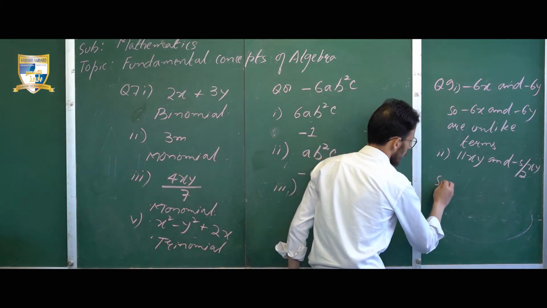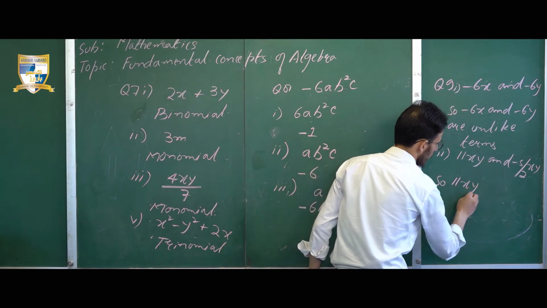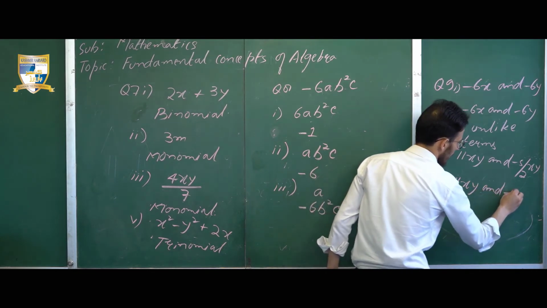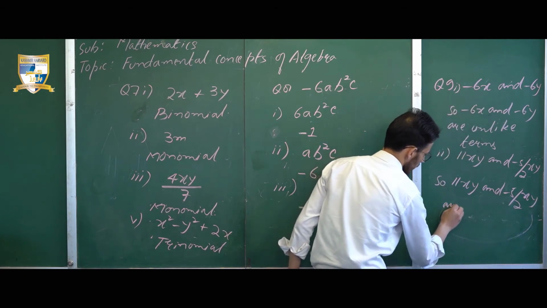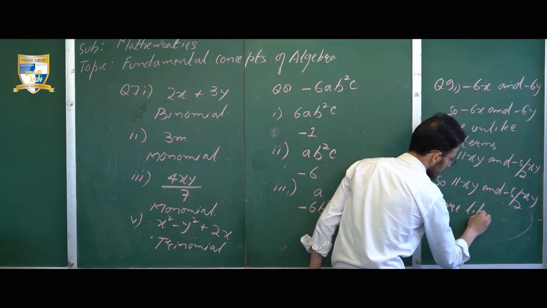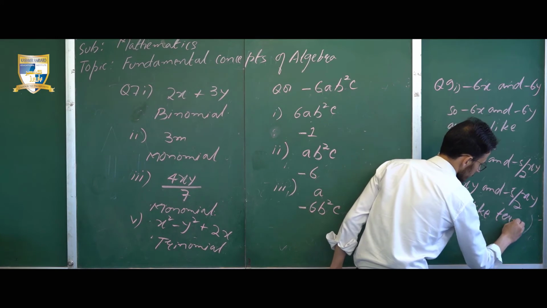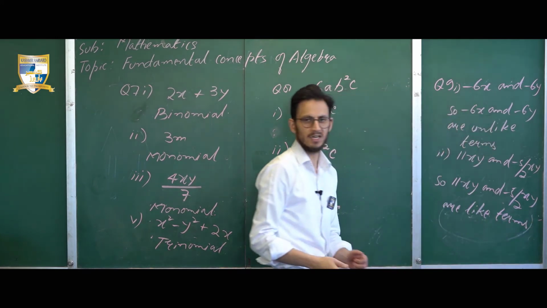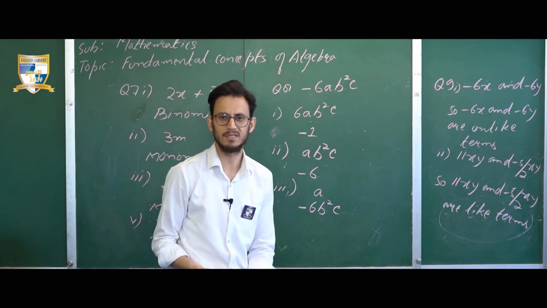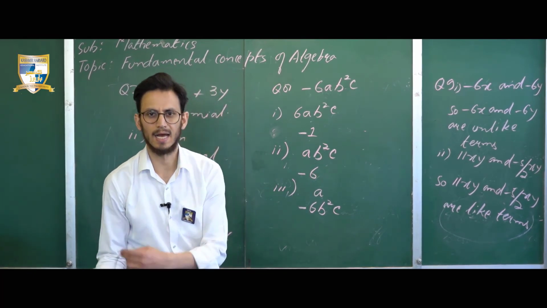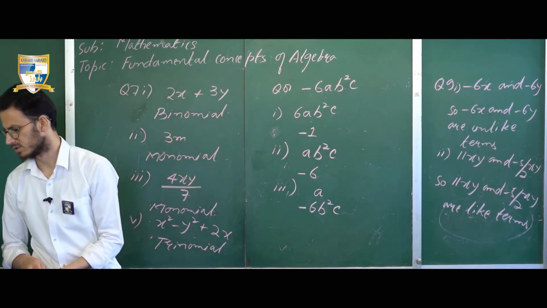So 11xy and minus 5 upon 2 xy are like terms. So whenever you find such kind of situation having variables same and their powers or exponents same, we can say that the terms are like terms. So the rest you are supposed to do by yourself.